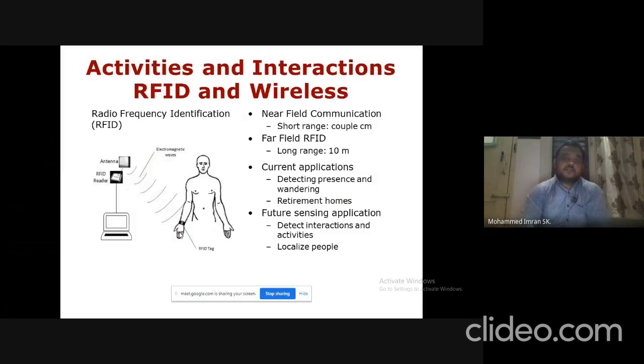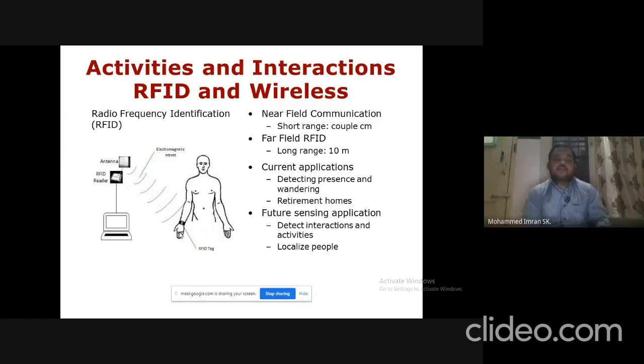Next one, activities and interactions, like RFIDs, because these are based upon radio frequency. Next, you have near field communication. Even this one is new technology. Far field RFID has some ranges, 10 meters. Again, current applications are detecting presence and wandering in retirement homes, and future sensing applications like detecting interactions and activities and localizing the people.